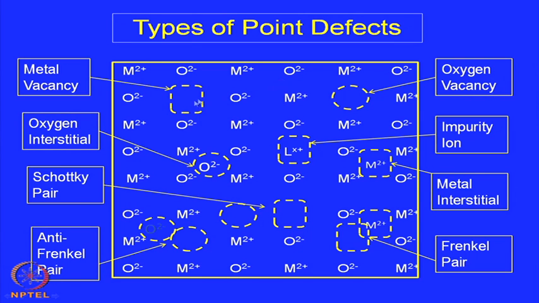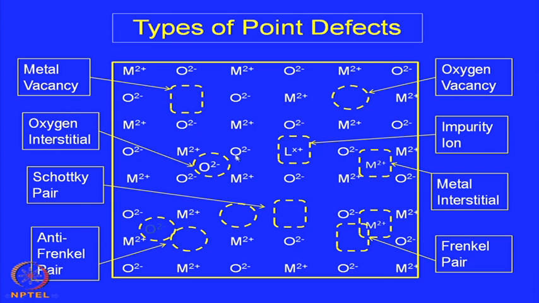Similarly, correspondingly we have metal vacancy when a particular metal ion is missing. Where exactly it has gone is not of our concern, but when we are looking at this particular area of the lattice, we are seeing that that particular metal ion is not available or is missing from that particular site.